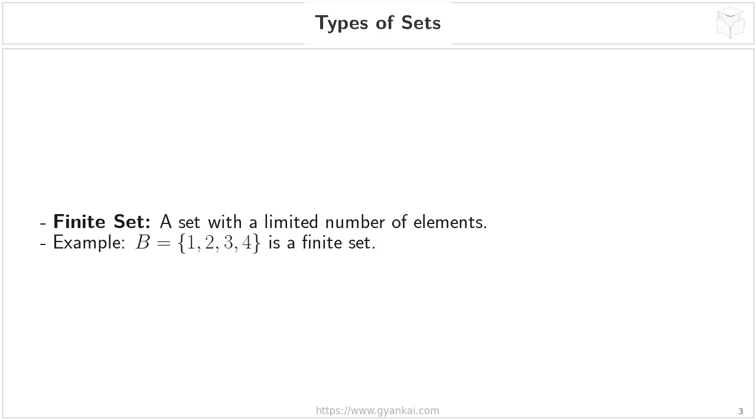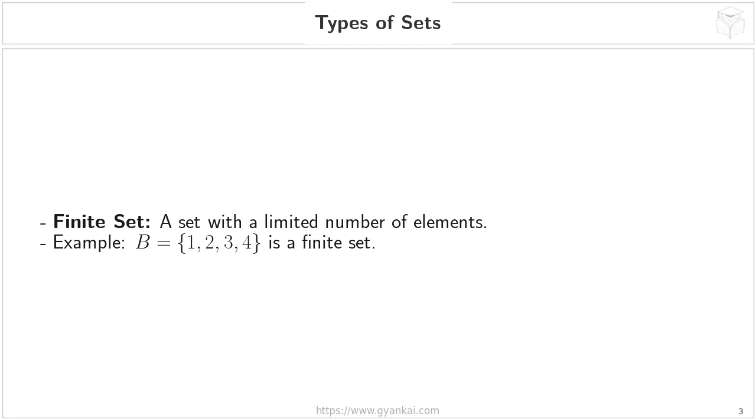Types of sets. So let's move on to discussing different types of sets. As we've already learned, a set is just a collection of objects. Now, these collections can vary in size, and that leads us to categorize them. First, we have finite sets. A finite set is simply a set that contains a limited or countable number of elements.